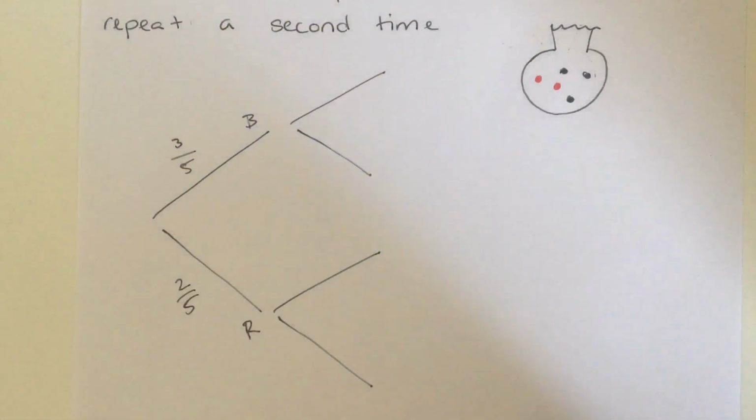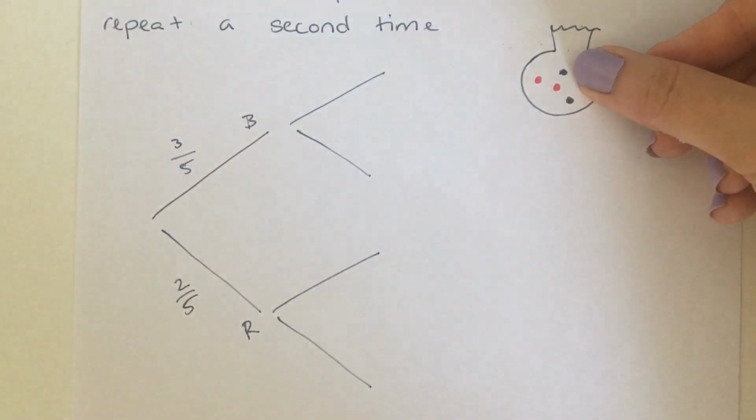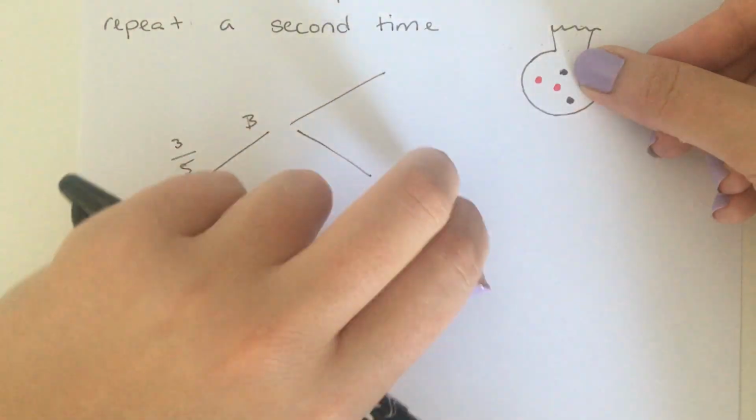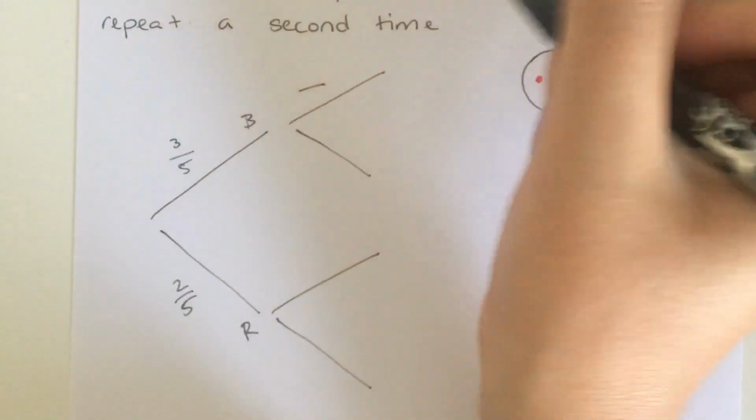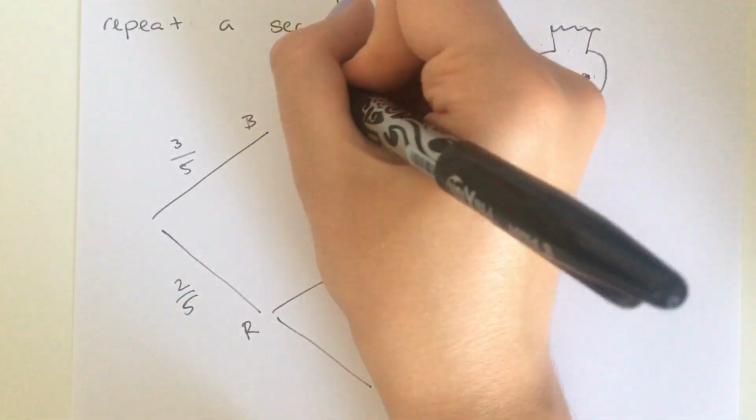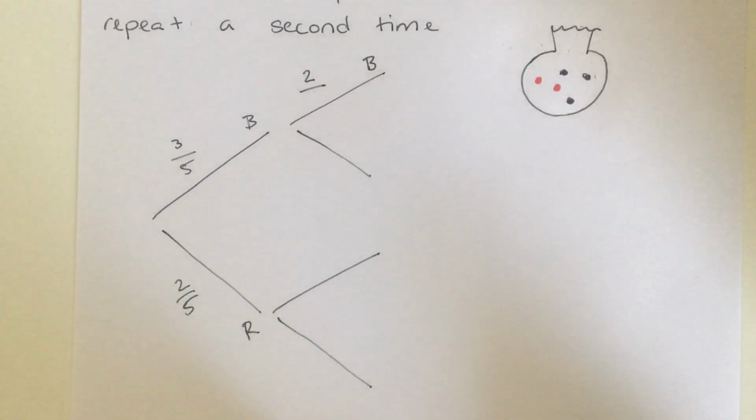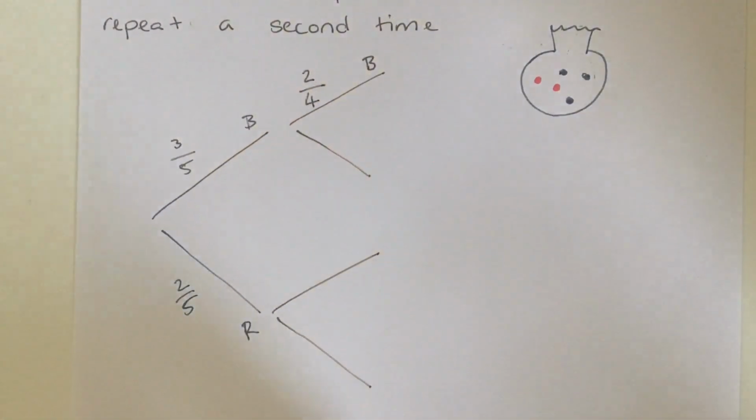So what that means now is down this path my bag's going to look like this. I'm going to have one black counter less. So now I've got a total of 4 counters, 2 being black and 2 being red. So therefore the probability that I now take a black counter on my second go is going to be 2 black counters, because I've got 1 less black counter, out of 4 because there are 4 total counters.